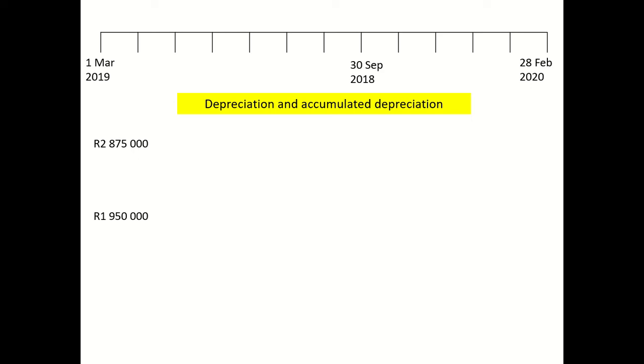On the 1st of March 2019, accumulated depreciation of the vehicle sold will be 1,950,000. If you're confused as to how I got that 1,950,000, please go back to the previous asset register. Go back to the previous video and listen very carefully and rewatch it 3 times, and then come back and you'll realize where I got that 1,350,000 rand.